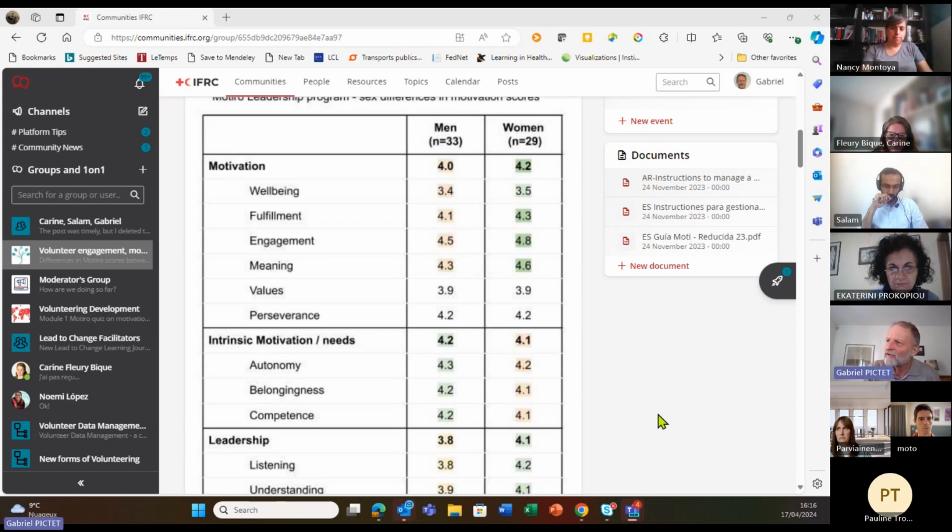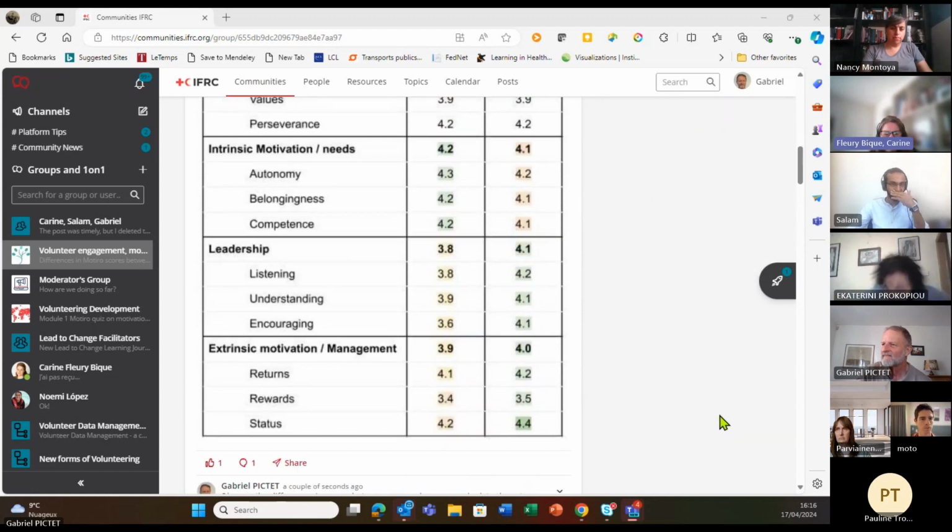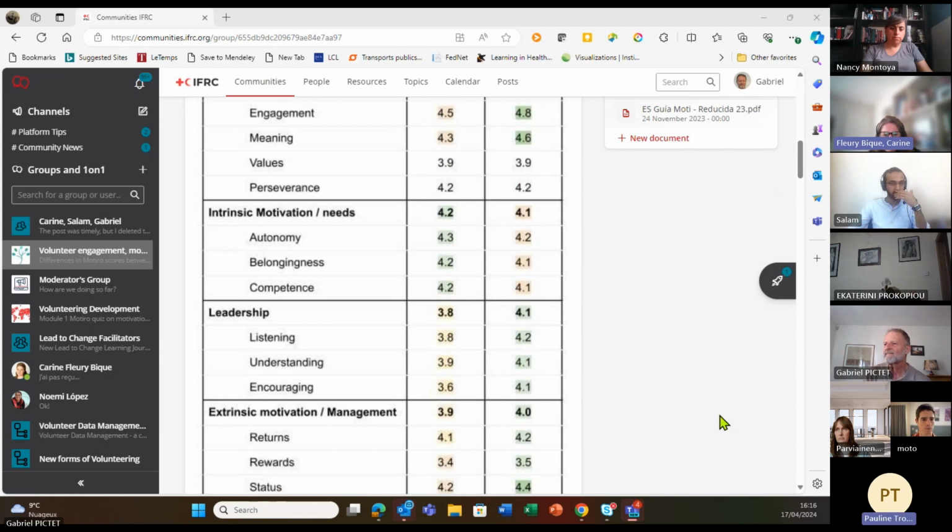So unfortunately, I cannot show the full table on my screen. But if you're in front of a computer, I invite you to go to the community of practice, and there you'll be able to see it. Perhaps take not only the leadership, but also extrinsic motivation, perhaps a bit less intrinsic motivation, because it's quite similar, but extrinsic motivation is also quite interesting to take into consideration.